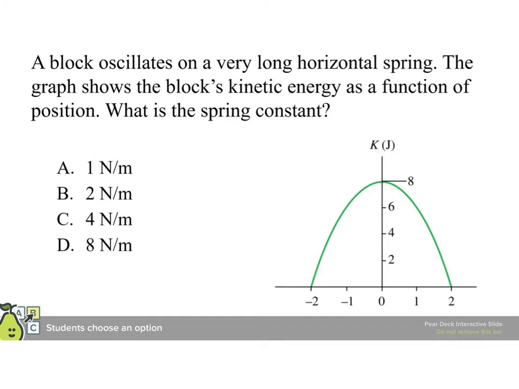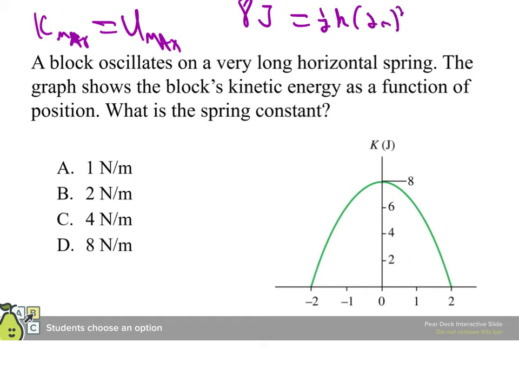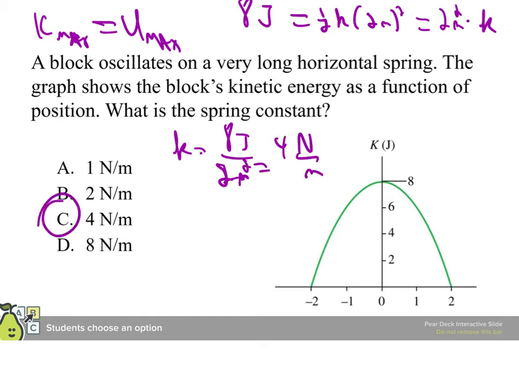So we look here and we say, well, the maximum kinetic energy is also the maximum potential energy. So our 8 joules of kinetic energy become 1/2 times the spring constant times the amplitude squared. The amplitude is 2 meters, so this is 1/2 times k times 2 meters squared, which means that k is 8 joules over 2 meters squared. Sorry, I've got a square here, which is 4 newtons per meter. It should be C.